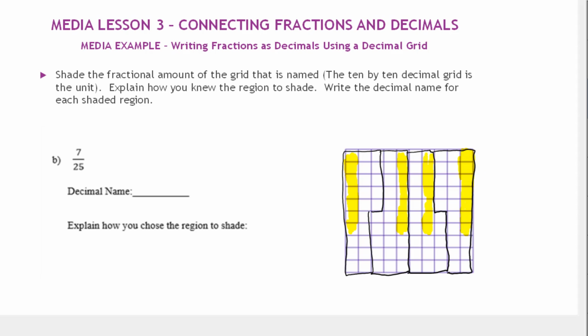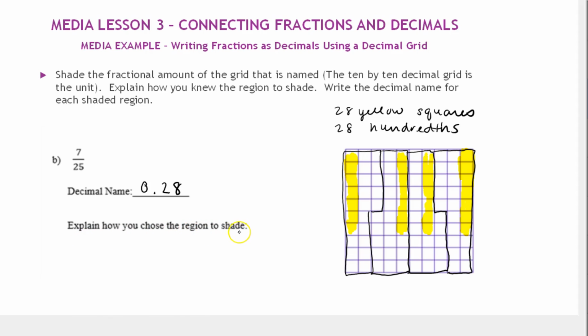Okay, so now we want to write the decimal name for this. So we shaded 28 yellow squares. And we know that's the same as 28 hundredths. And as a decimal, we'd write that as 0.28. So 7/25 as a decimal is 0.28, or 28 out of 100.